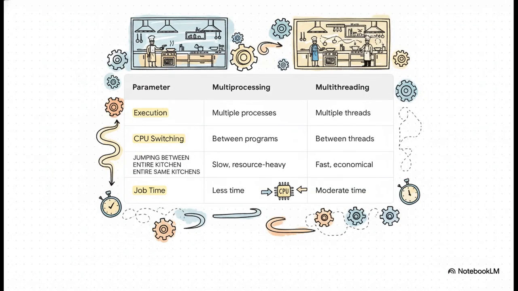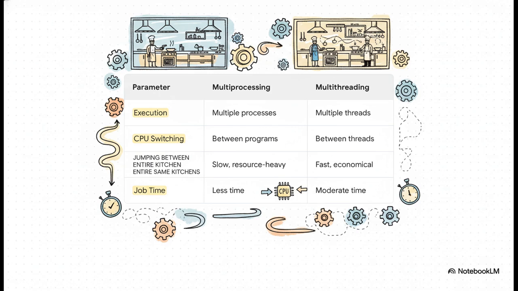This table really spells it out, doesn't it? With multiprocessing, you're literally running multiple separate programs. So when the CPU switches tasks, it's jumping between entire kitchens. But with multithreading, it's just switching between different tasks within the same kitchen. And that's why creating a new thread is so much quicker.